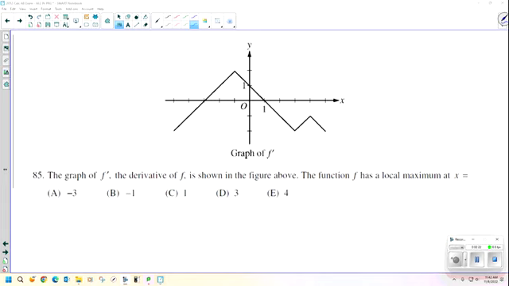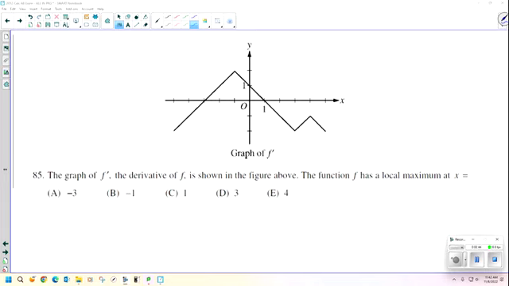Oh man, I love me some graphs and tables and charts. Almost as much as I love the calligraphy pen on this smartboard. Number 85 says, the graph of f prime, the derivative of f, is shown in the figure above. The function f has a local maximum at x equals which one of these values?